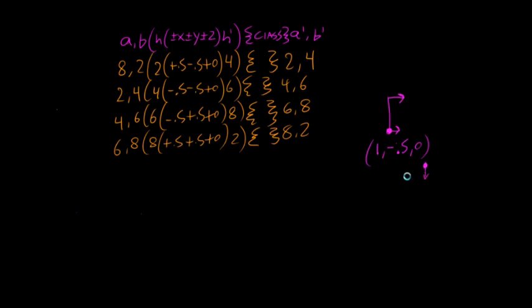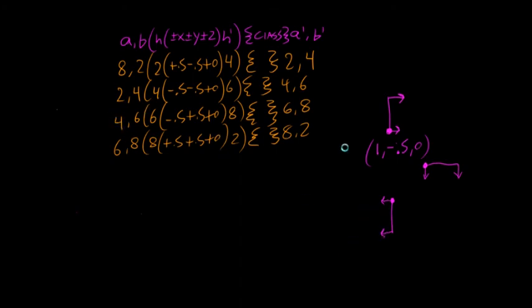H prime is 4, no class. A prime is 2, and B prime is 4. So we're looking good so far. Moving on to the next line. A is 2, B is 4, H is 4. The hand transformation is left 0.5 and down 0.5. H prime is 6. There's no class. A prime is 4, and B prime is 6.